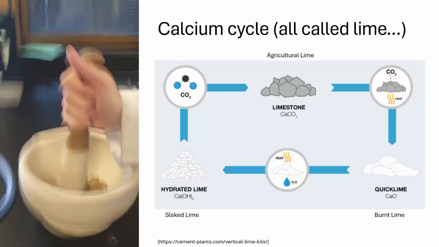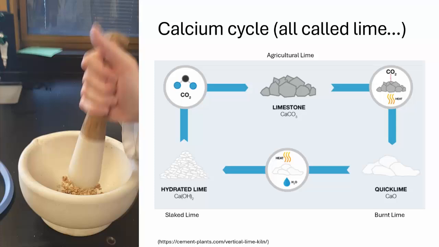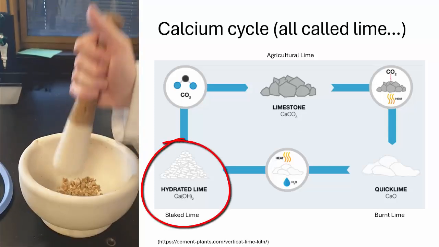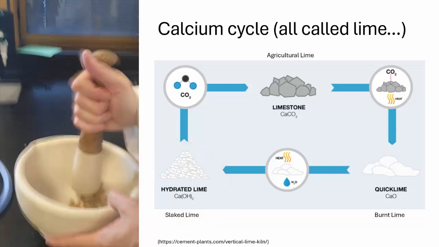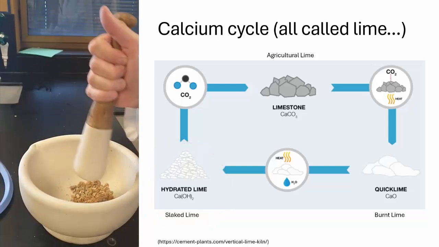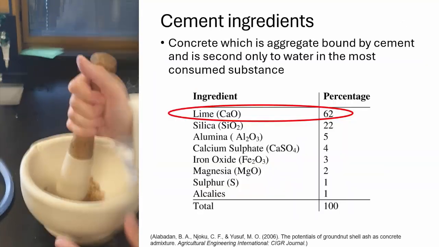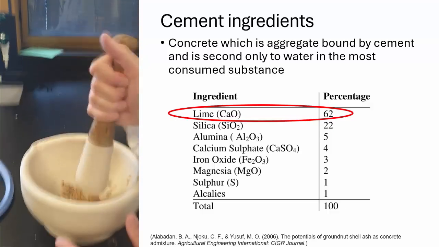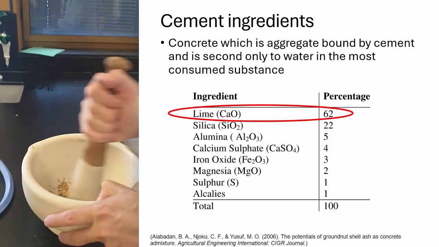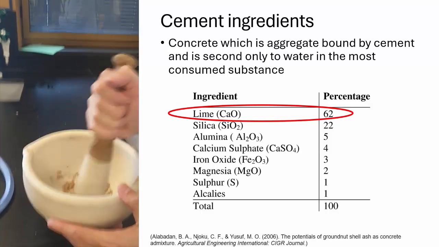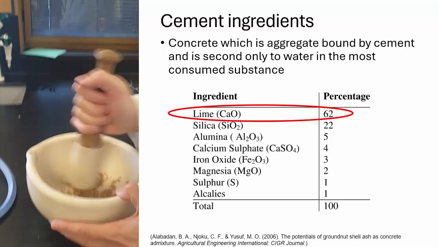It's also important for chemistry because we use the hydrated lime, that's actually called lime water, the calcium hydroxide. And when you bubble carbon dioxide through it, the calcium carbonate precipitates. On top of that, cement's also the second most consumed substance, only to water, by volume. And that's basically from this cycle, so calcium oxide, 62%.